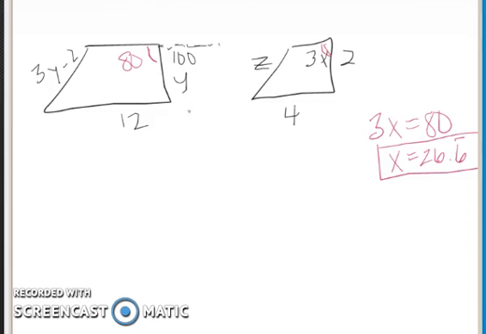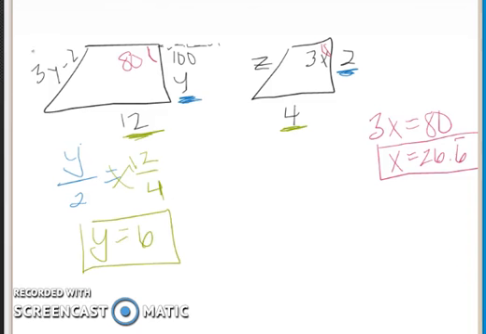But for our next one, we have to solve for y first. So y corresponds to 2. We get y over 2 equals, and we have to pick from the same side first, so 12 over 4. Cross multiply those, and we should end up with y equals 6. Okay, so we got two of our answers. If I plug in y of 6 here, that's 18 minus 2, which gives me 16 for this value right here.